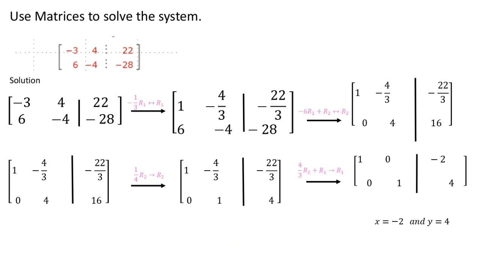Okay, so you see now that we have 1, 0, 0, y. So again, we have the x value with no y. So our x is equal to -2. We have no x value for row 1, but this is our y value, and our y value is equal to 4. Okay? So this is using matrices to solve linear systems.